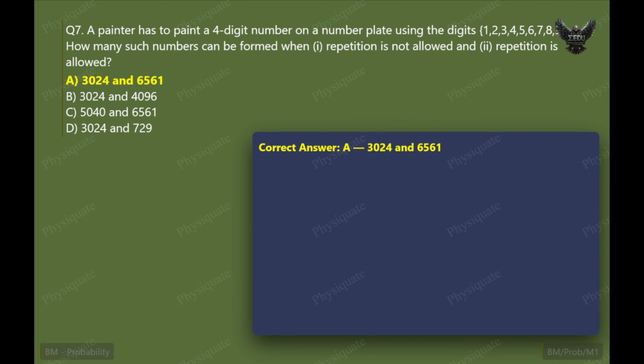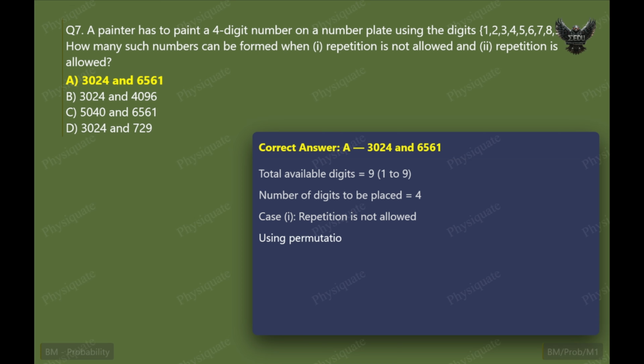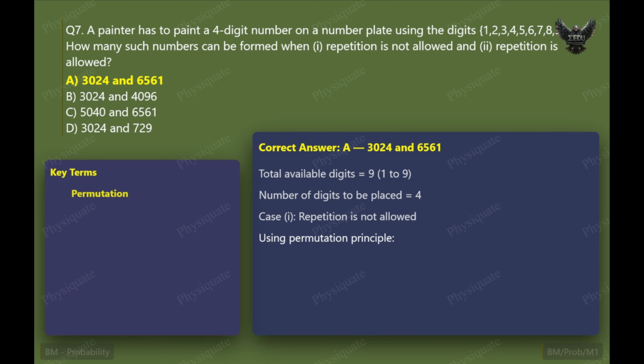Correct answer is option A. Total available digits equals 9, 1 to 9. Number of digits to be placed equals 4. Case I. Repetition is not allowed. Using permutation principle, the number of ways equals 9P4.